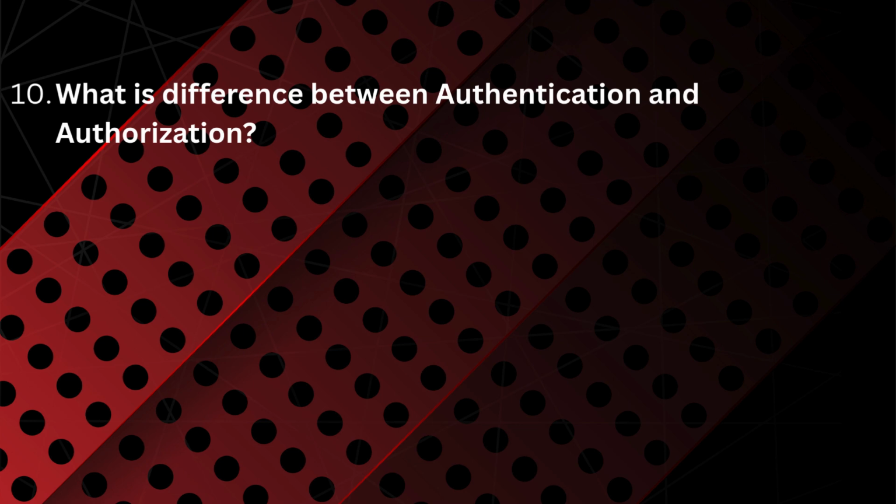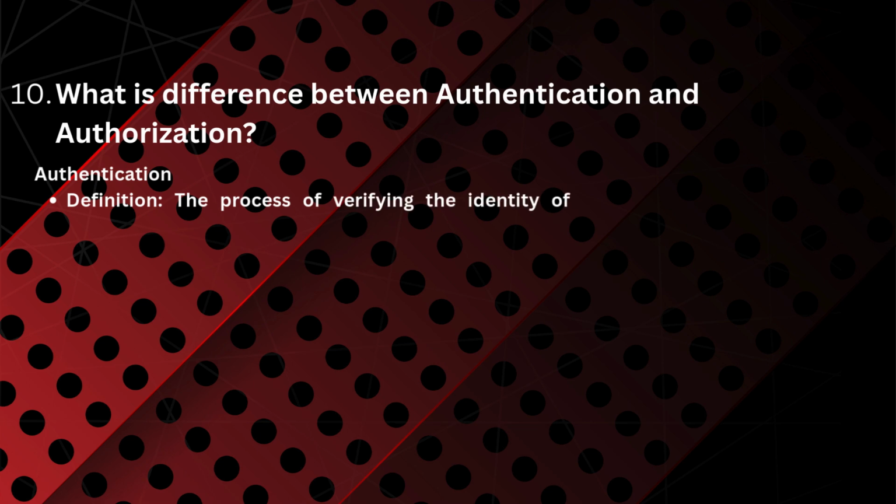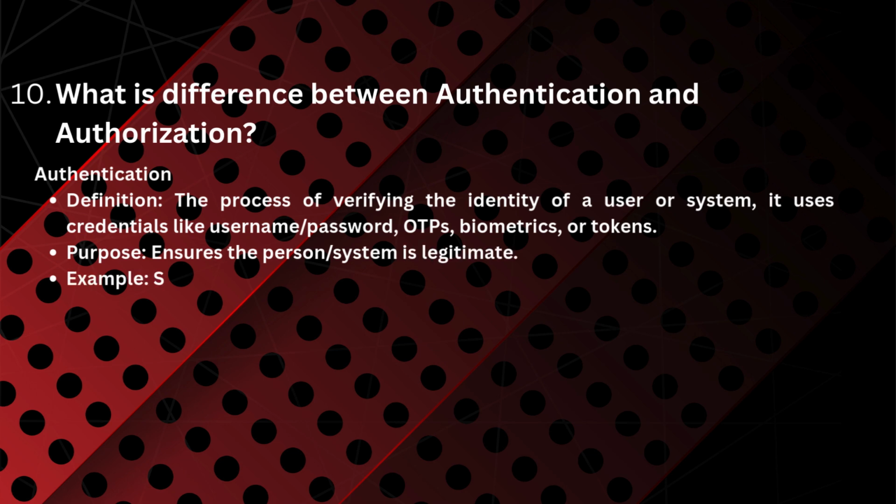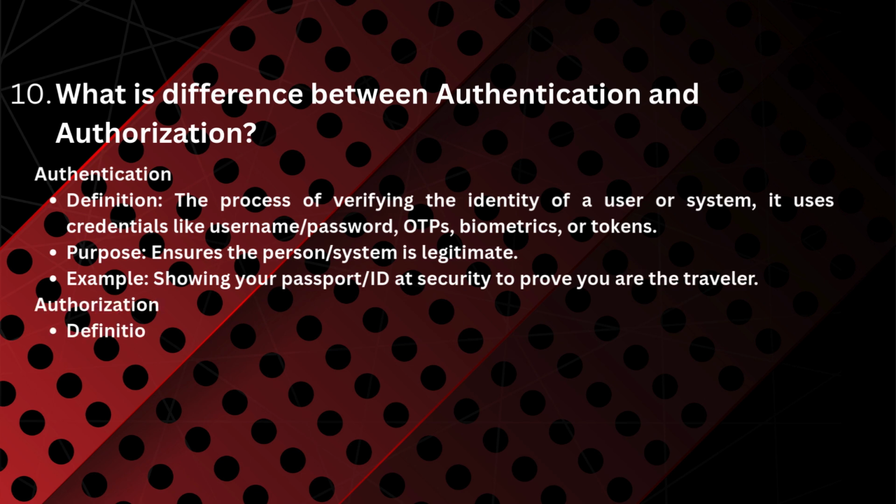Number 10. What is the difference between authentication and authorization? Authentication. Definition: the process of verifying the identity of a user or system. It uses credentials like username, password, OTPs, biometrics, or tokens. Purpose: ensures the person or system is legitimate. Example: showing your passport or ID at security to prove you are the traveler.